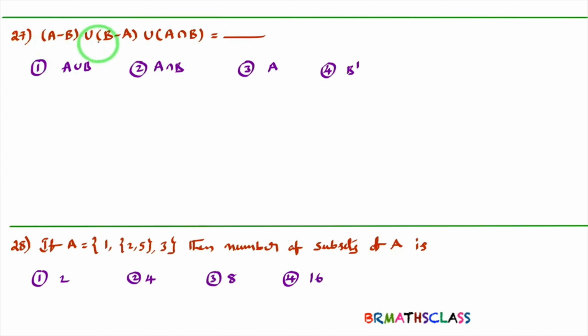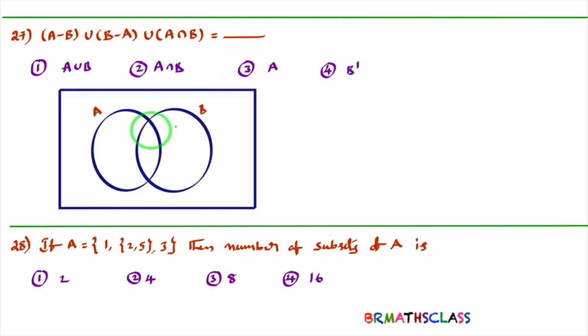A minus B union B minus A union A intersection B equal to what? This can be understood easily with the help of Venn diagram. You observe this Venn diagram. Set A, set B is there.